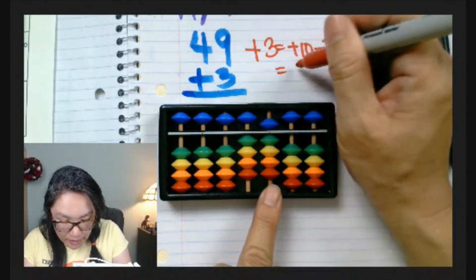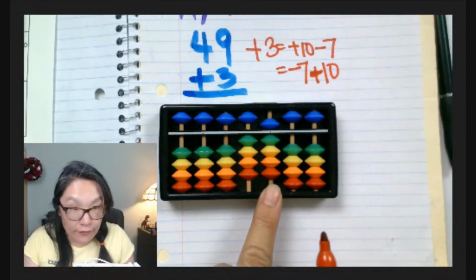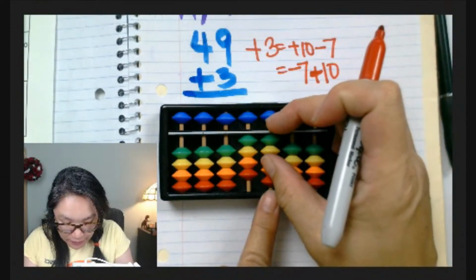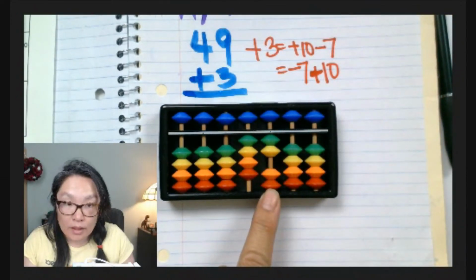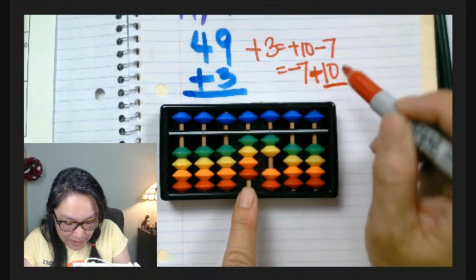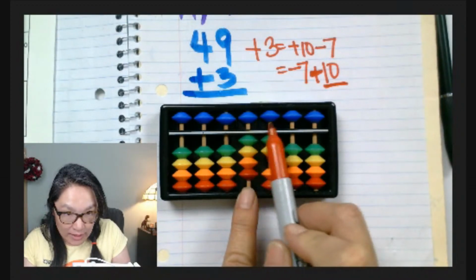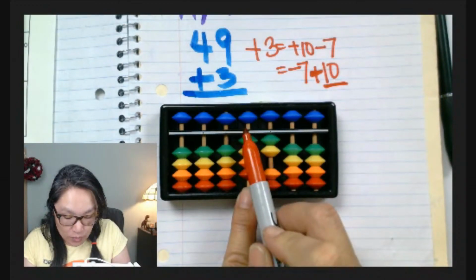Well, remember, we could do this. Minus 7 is equal to plus the 10. Let's do that first. Let's take away the 7 first. And then what are we going to do? We're going to plus the 10. Remember, when we add the 10 means that we're going to do a 1 and a 0. That's what this means. 1, 0. So we're going to add the 1.